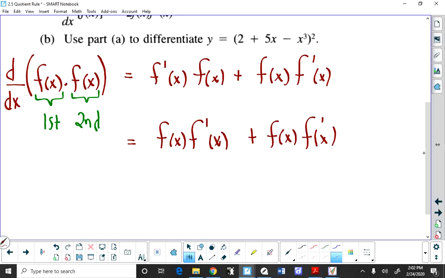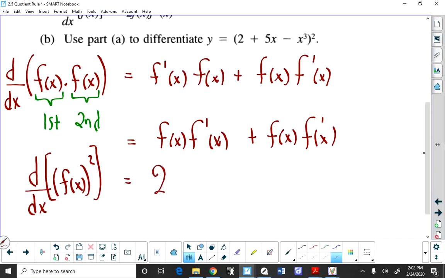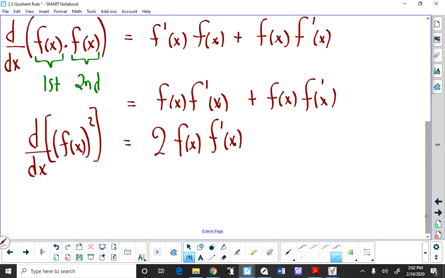So it's like having r plus r. I get 2r. And that means that the derivative with respect to x of some function of x squared can be found by taking 2 times the function of x times the derivative of the function of x. This becomes a very useful rule. That's what we were asked to show.